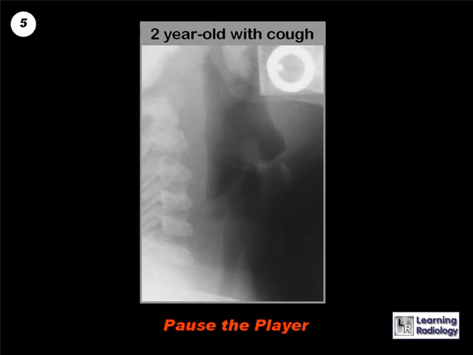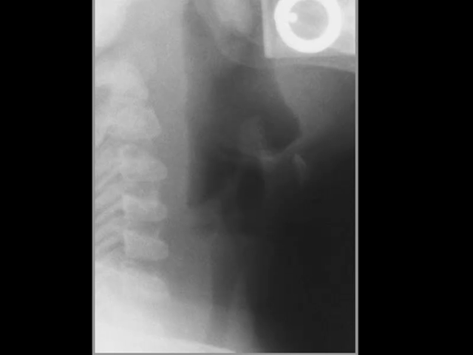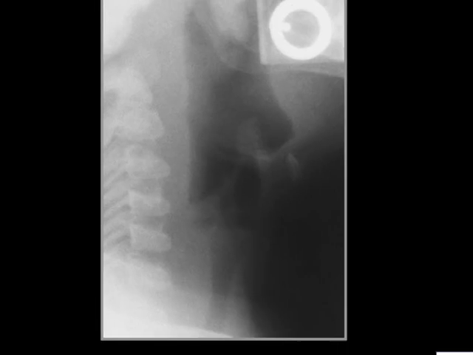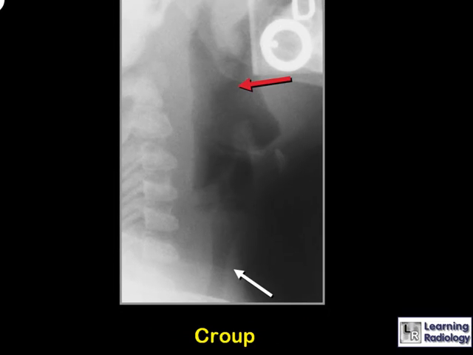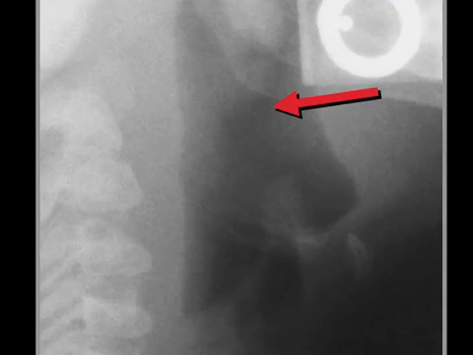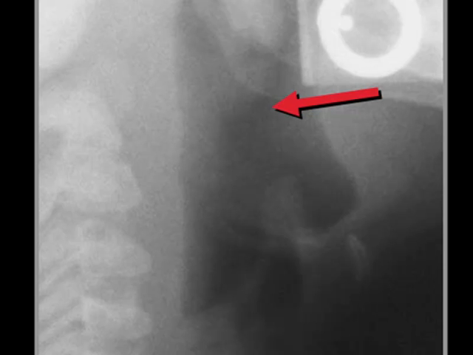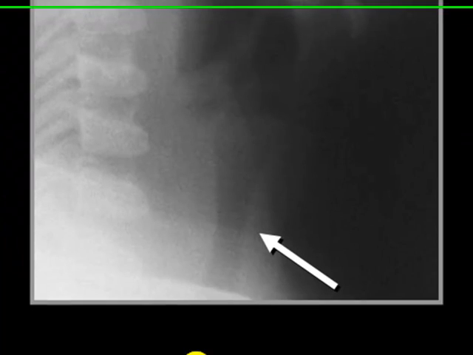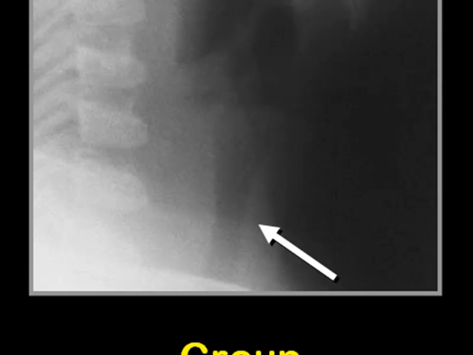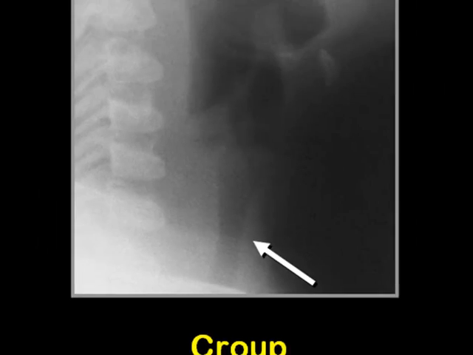This is the next case. It's a 2-year-old with a cough. Pause your computer or MP3 player. This is an example of croup. The red arrow is pointing to dilatation of the hypopharynx. The white arrow is pointing to narrowing of the trachea just past the larynx.